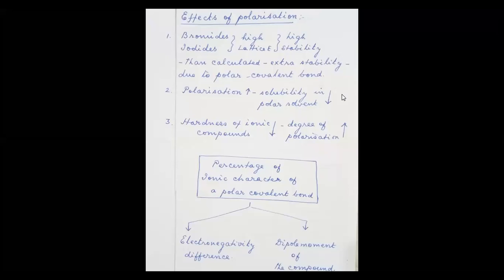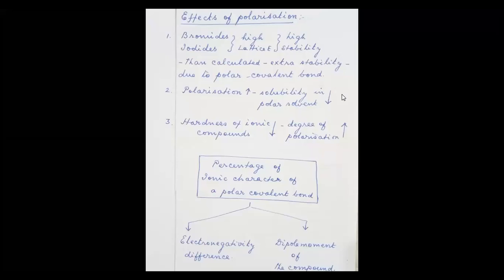And the third point, normally ionic compounds are very hard. That is what we have seen in the characteristics of ionic compounds. Ionic compounds are found to be very hard. But the hardness of the ionic compound is decreasing when the degree of polarization increases. So polarization increases means automatically the hardness of the ionic compound decreases.